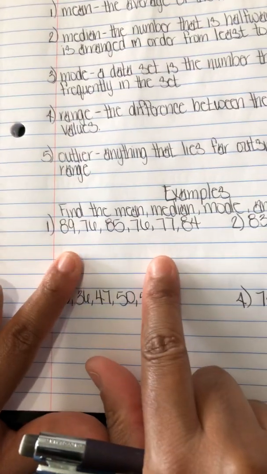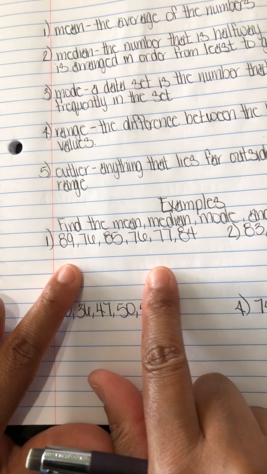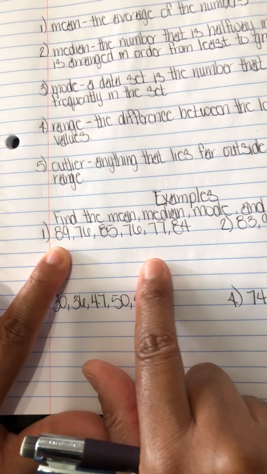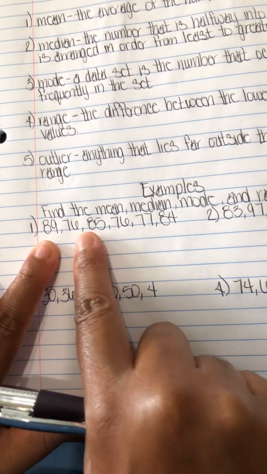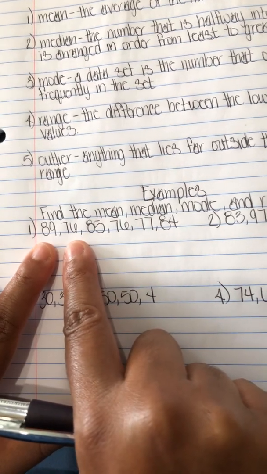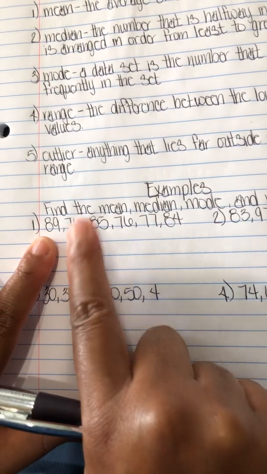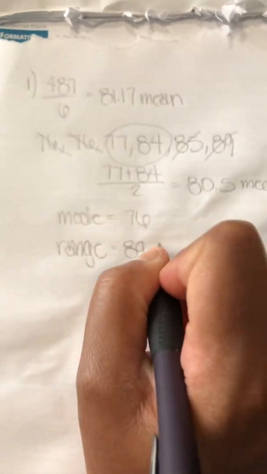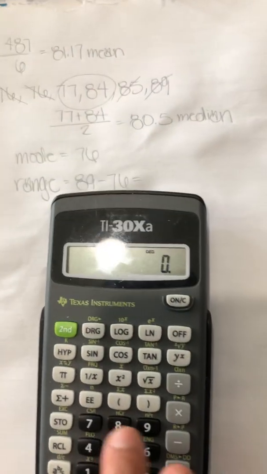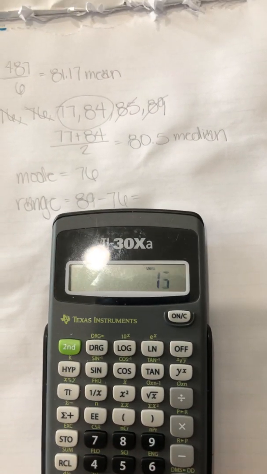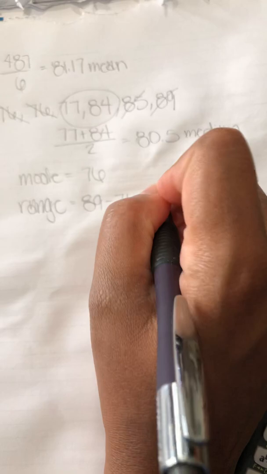All right, for my range. When I'm talking about my range, I need to find my highest number and my lowest number. So my biggest number is 89. My smallest number, which I have 2 of, is 76. So I'm going to do 89 minus 76. So 89 minus 76 gives me 13, and that's my answer.